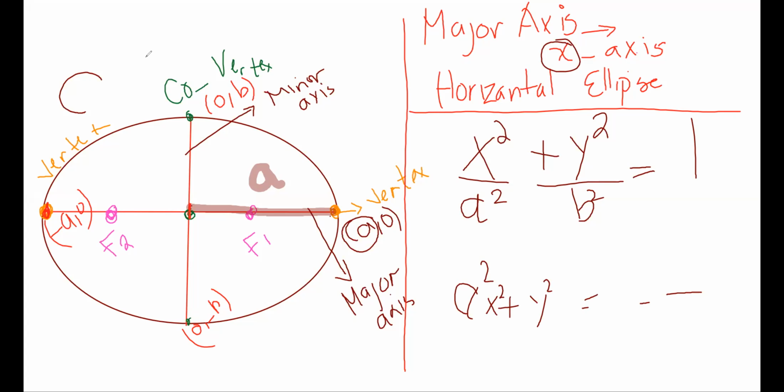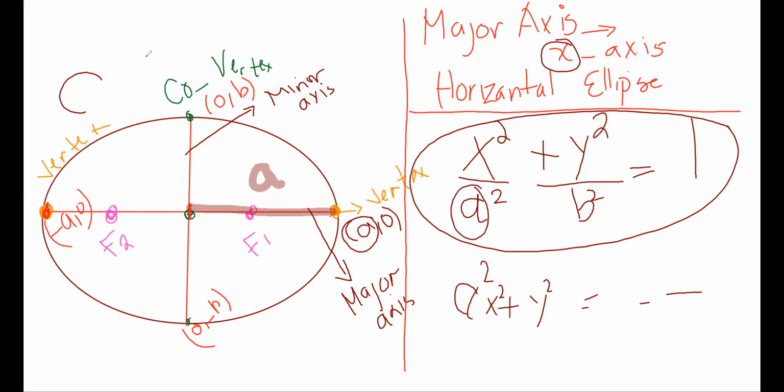But here, how can I know the horizontal from the vertical from this equation? A is always greater than B. If A is under X, then I'm talking about a horizontal ellipse.